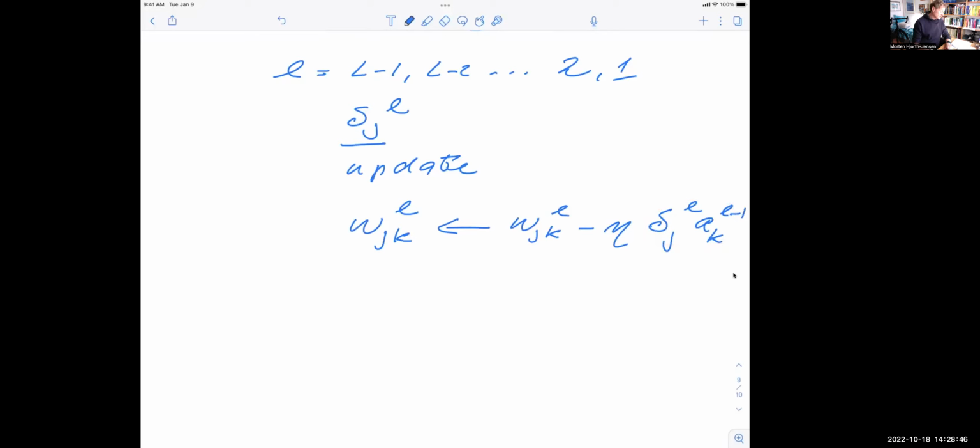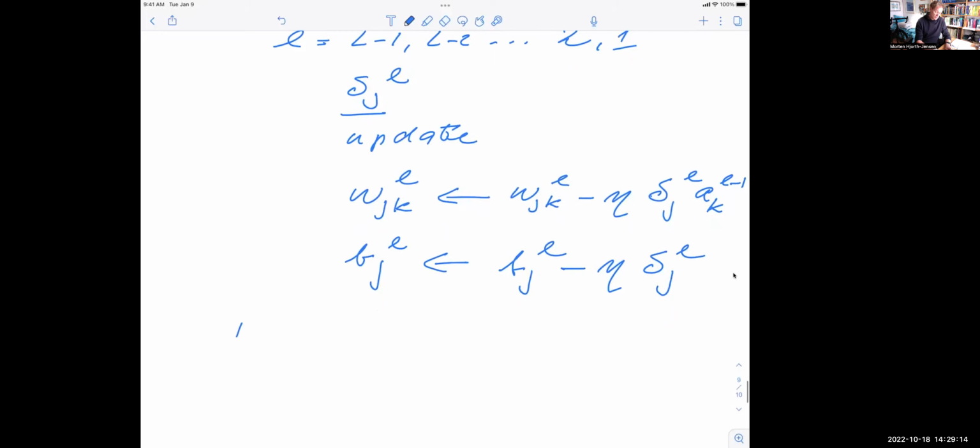And then we need a similar one for B of J of L. And this is being updated by the previous value, B J of L, minus, and then we have the learning rate, and multiplied with delta J of L. And then we would continue this iterative process. So one iteration is us performing a feed-forward pass and a backward pass.